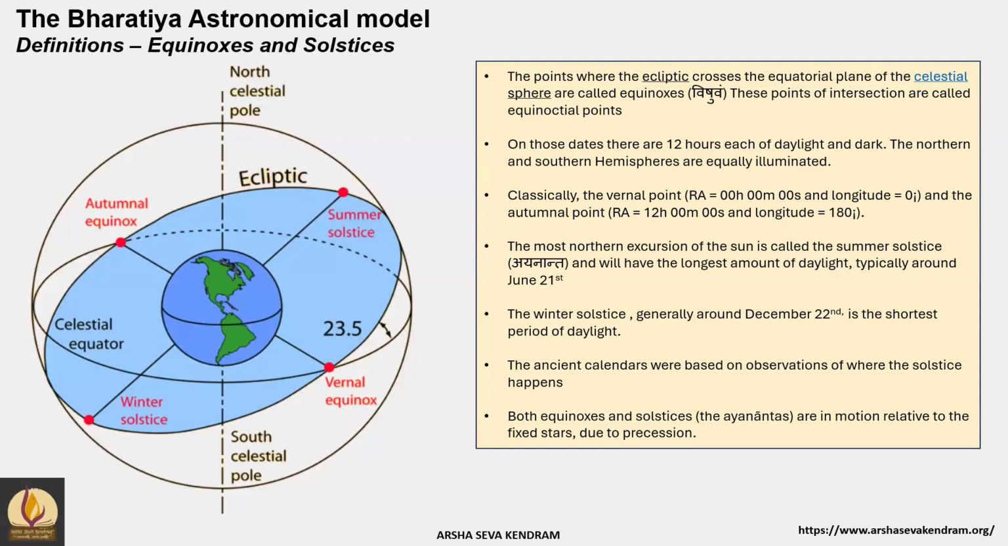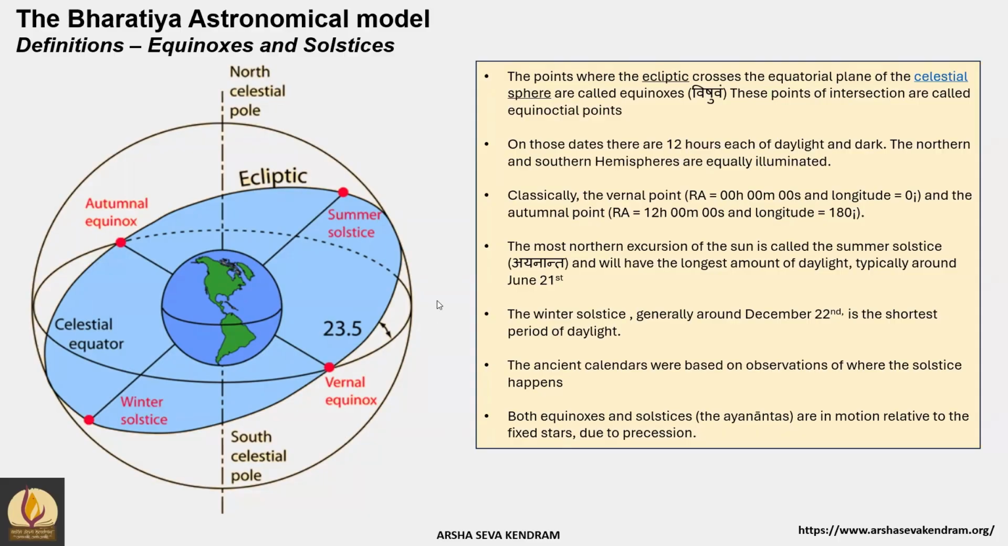Now, if there were no precession, the vernal equinox, the autumnal equinox, the summer solstice and winter solstice, everything would be happening at the same point in space year on year. But because the Earth precesses, the positions of these points are changing on a year on year basis in relation to the fixed background of stars. So we touched upon some of these concepts in the previous class as well.